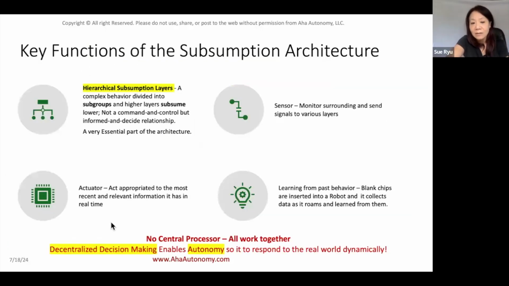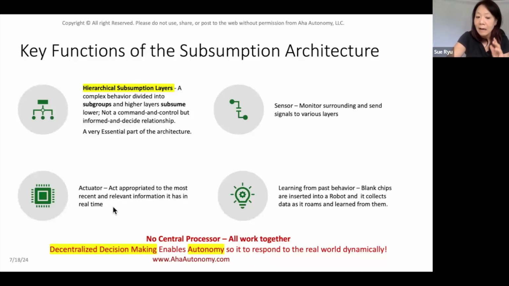So what are some of the key functions of the subsumption architecture? First, there are hierarchical subsumption layers, where complex behaviors are divided into subgroups and the higher layers subsume the lower layers. Again, it is not a command and control relationship; rather, it's an inform and decide relationship. This is a very key, essential part of the architecture, because if we do not have the right hierarchical subsumption layers, all these other things, sensor and actuator, will not function properly. Again, the sensor's role is monitoring its surroundings and sending signals to the various layers. And the actuator is the one that actually does the work.